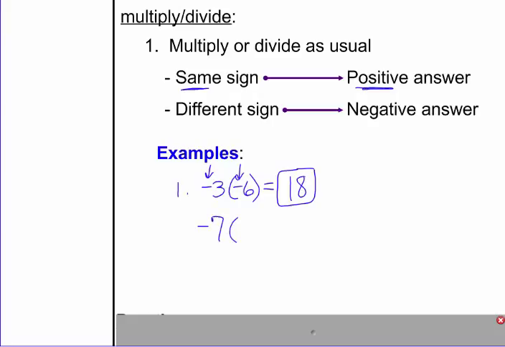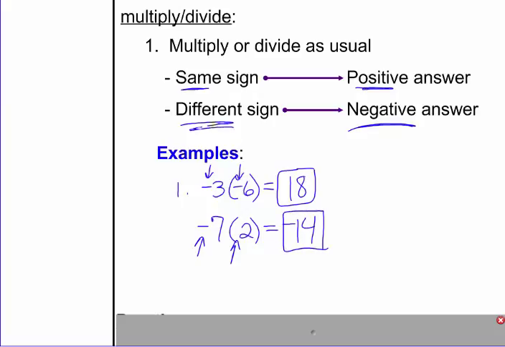Negative 7 times a positive 2. Okay, so 7 times 2 is 14, still 14. Now we look to see if our answer is going to be positive or negative. Since the signs are different, you have a negative 7 and a positive 2, your answer is going to be negative. So that's a negative 14.